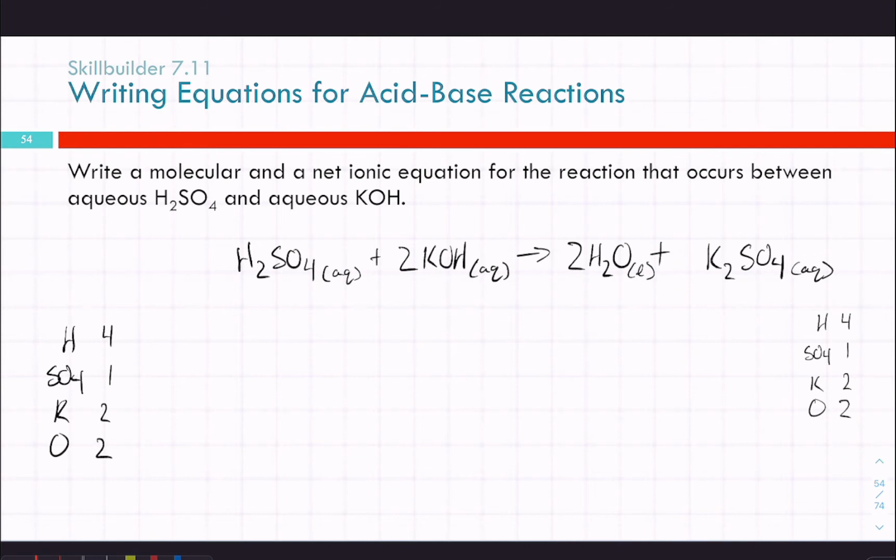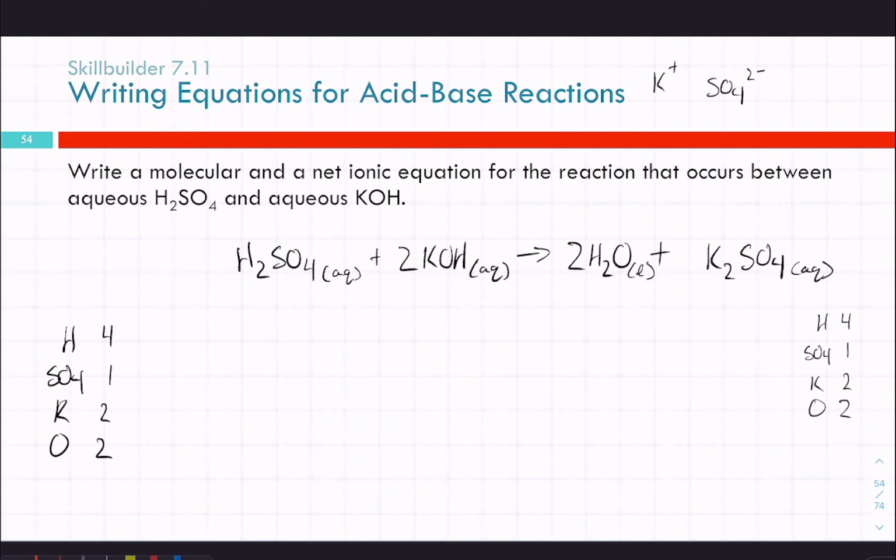Do you have a question? Oh. Yeah, sulfate has a 2 minus charge. And potassium is a 1 plus charge. So you need 2 potassiums for each sulfate. Okay, we're not done yet though.